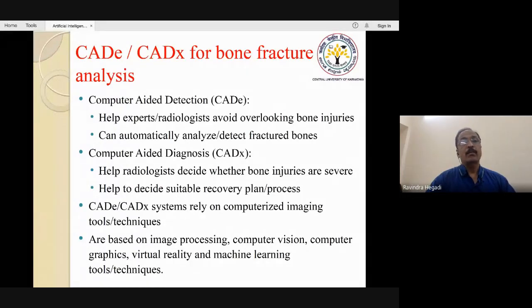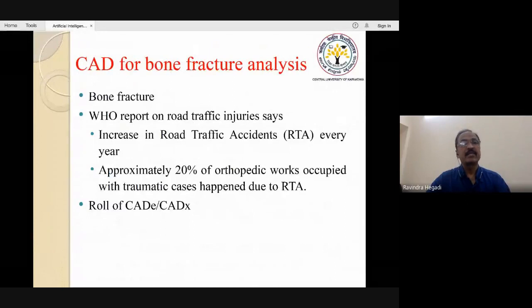These systems are built on image processing tools. They use computer vision tools, computer graphics, virtual reality, and machine learning algorithms, such as deep learning algorithms, which people are currently using. So these tools, image processing, computer vision, computer graphics, virtual reality, and machine learning algorithms, are extensively used in developing CAD-E as well as CAD-X systems. These are what we call simulators.